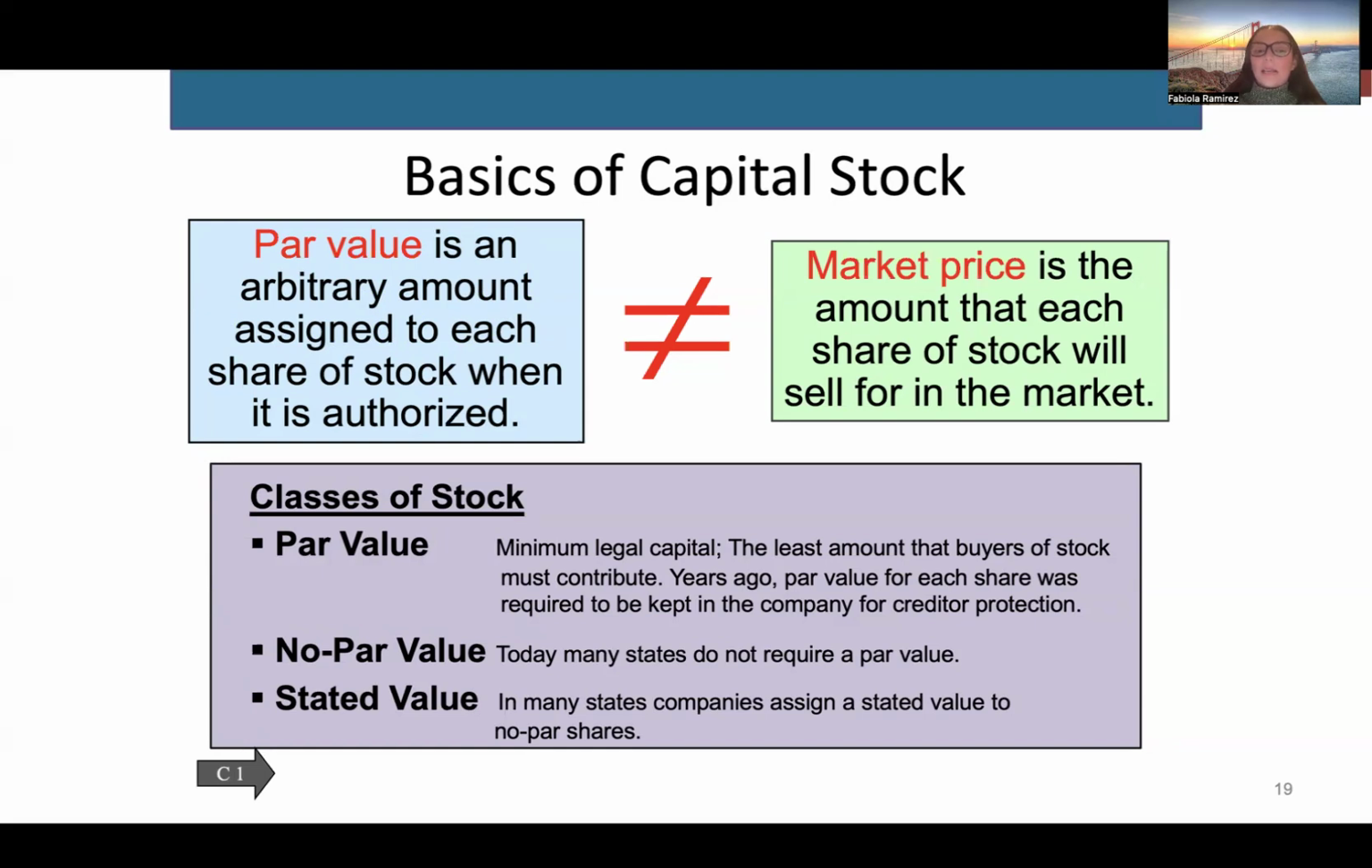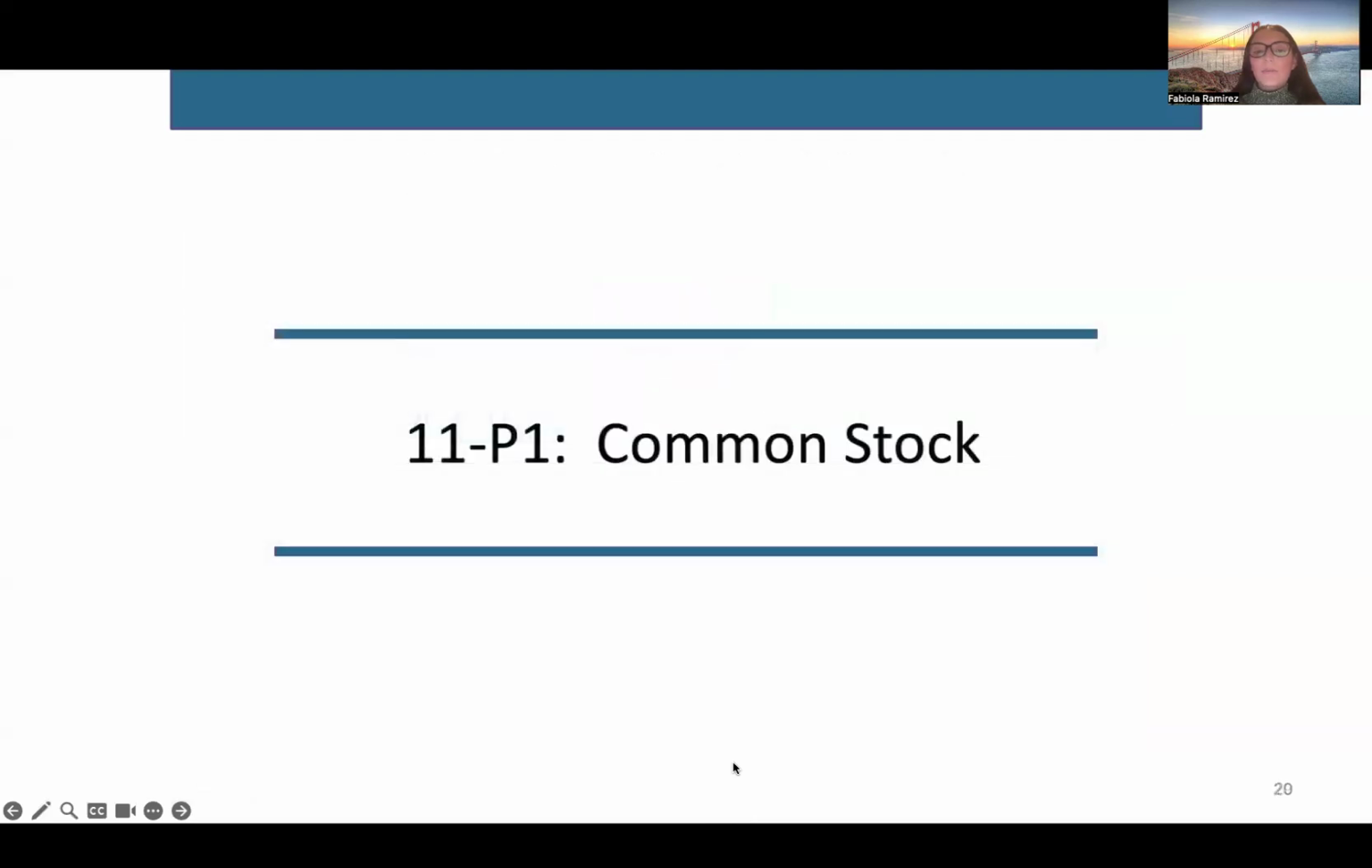There are a few classes of stock. We just went over par value. There is something called no par value stock, in that many states do not require a par value when stock is issued. There is something called stated value, and in many states, companies assign a stated value to no par shares.